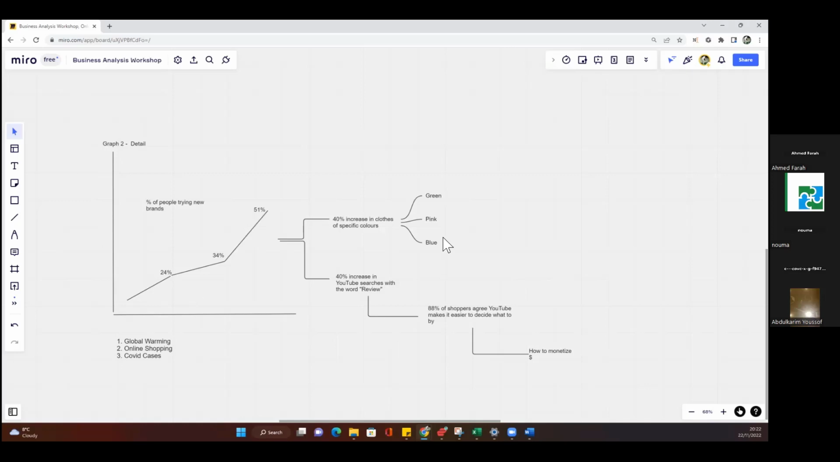So you've seen this data, you've analyzed it, you've got all these numbers, and then you go to the company and tell them how they're going to monetize. They're going to pay you for that. That's what a business analyst does. I would obviously use the data and show them that 88% of shoppers agree that YouTube makes it easier to decide what to buy. So we need to use that market and get our product on YouTube with reviews. Yeah, with reviews. Excellent.